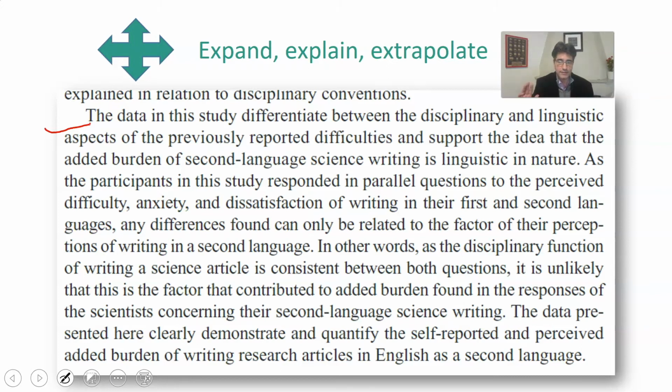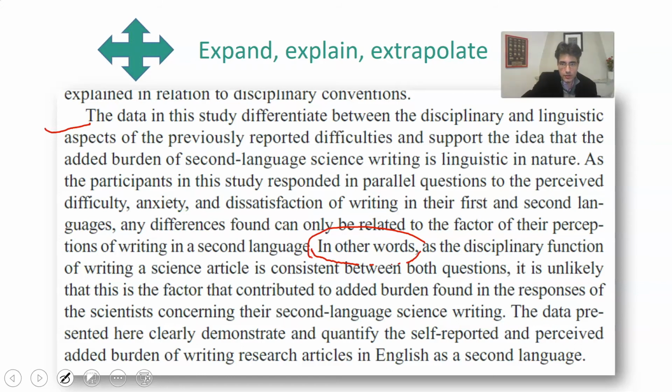So in the results section, they presented their results, obviously, and statistics, they put up numbers. But then they explain what those mean, and one key phrase here is this, in other words. This is them explaining to the reader what their data mean. In other words, this is what our data mean, they're saying. In other words, the disciplinary function of writing a science article is consistent between both questions. It is unlikely that this is the factor that contributed to added burden.